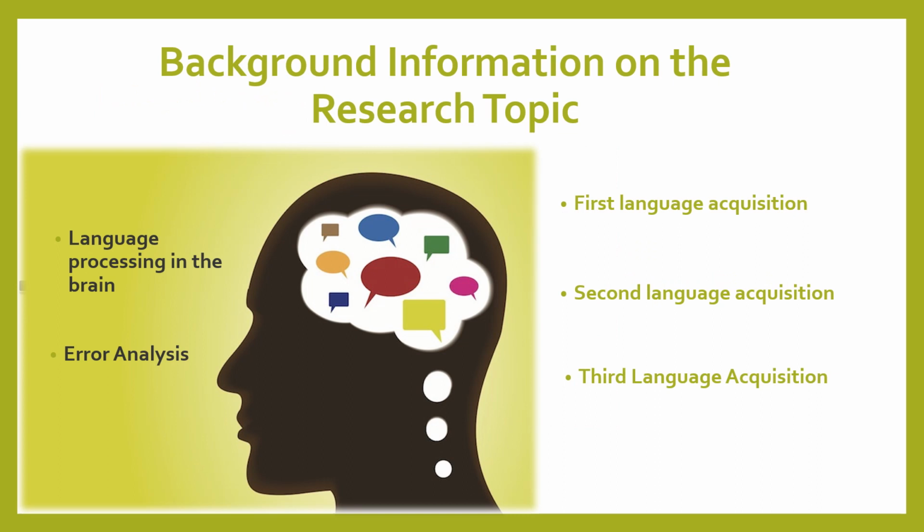Background information about the research topic. Okay, so let's see. First, language acquisition. In theory, there's lots of study on first language acquisition, but researchers have not yet identified exactly how a baby gets language. How is it that these babies can understand, can speak, can pronounce, can acquire grammar without studying? That is still unknown. But what is known is the processing of language in the brain.